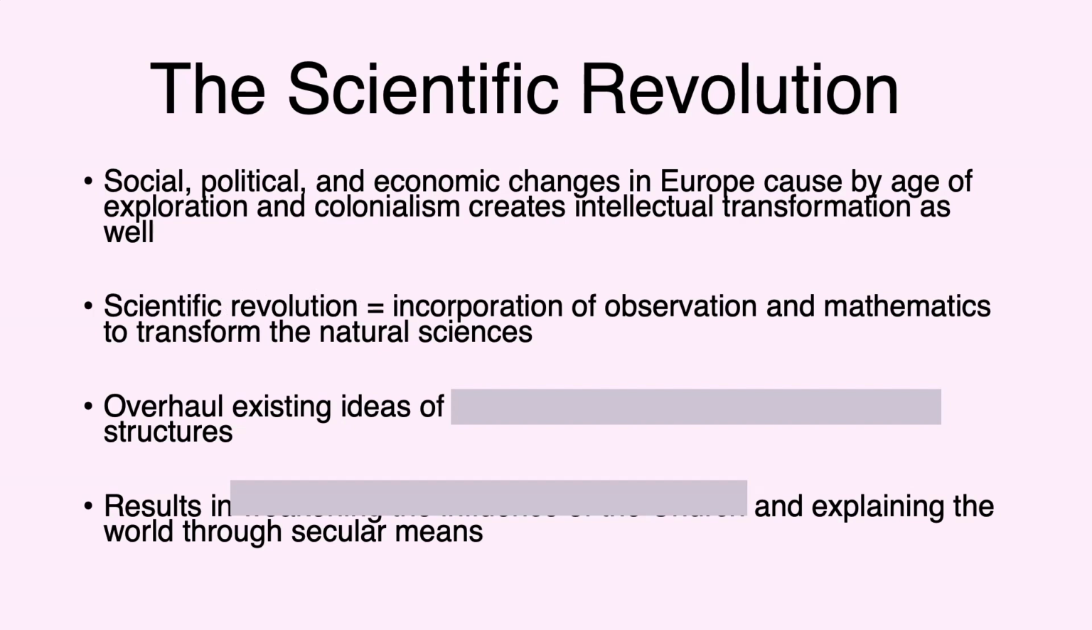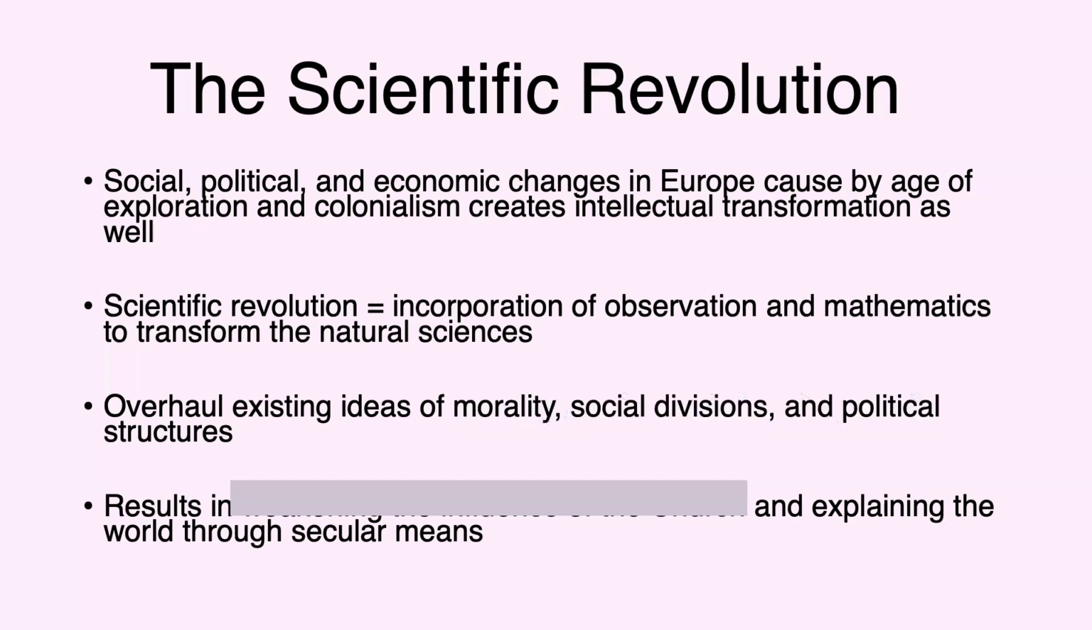On one hand, you do have the scientific revolution. Now, this is the incorporation of observation and mathematics to transform the natural sciences. Prior to this, there was much more of a reliance on religious beliefs and social ideas. But the scientific revolution really created the idea of using observation and math to understand natural sciences such as chemistry, biology, etc.